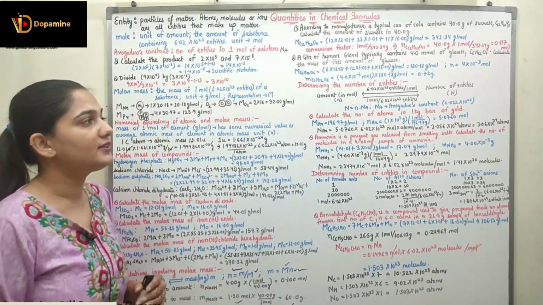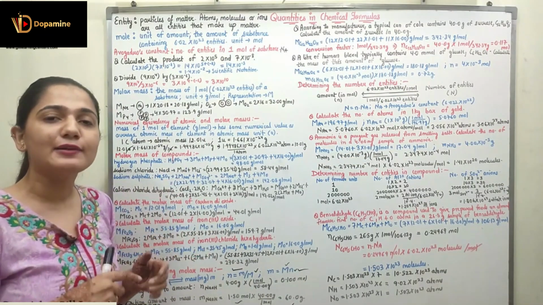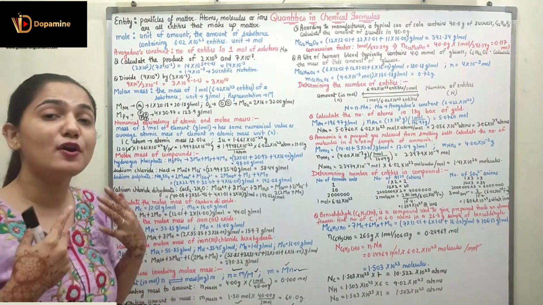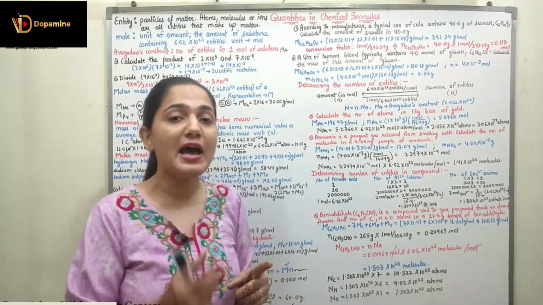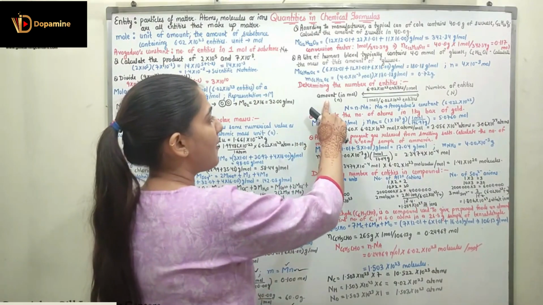So now coming to the determination of the number of entities. We have now calculated the number of moles and the mass. Now we are moving towards the number of entities. Here the Avogadro's constant will be playing in the picture. Now we have the amount.